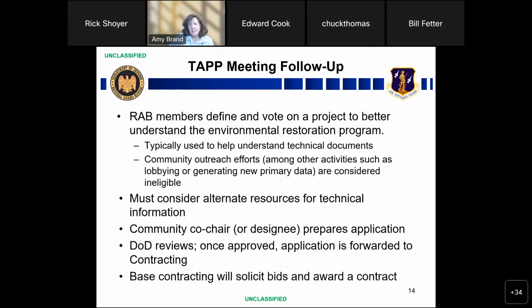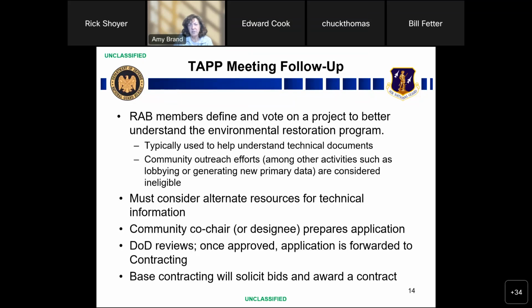So the follow-up on the TAP meeting that we had in August, basically the next step is in the hands of the RAB members. It's up to RAB members to define and vote on a project to help better understand the environmental restoration program. And like I said, it's typically used to hire a consultant to help understand technical documents. There are quite a few activities that it cannot be used for, and we went over those in our August meeting.